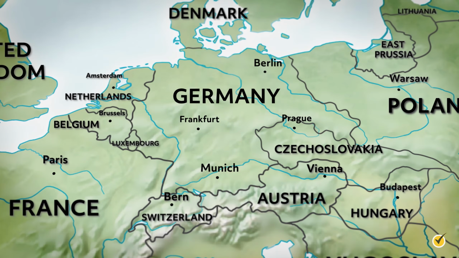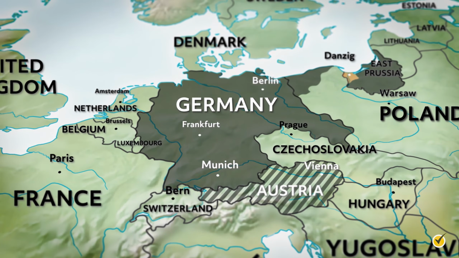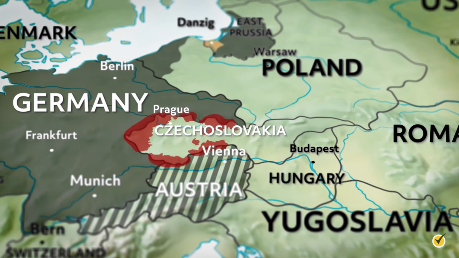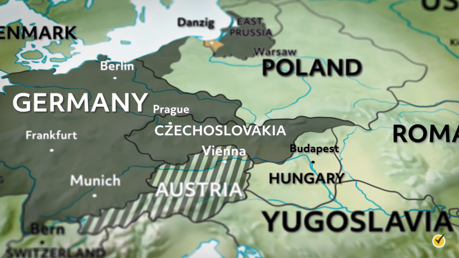The Anschluss, the joining of Germany and Austria under German rule, took place on March 12, 1938. Hitler then demanded the Sudetenland from Czechoslovakia, a region with 3 million Germans. The British Prime Minister, Neville Chamberlain, met with Hitler in September 1938 to hash out a peaceful solution to the Sudetenland crisis. An agreement was reached, and Chamberlain claimed he had secured peace in our time. Less than 6 months later, though, the remainder of the Czech state was annexed by Hitler.